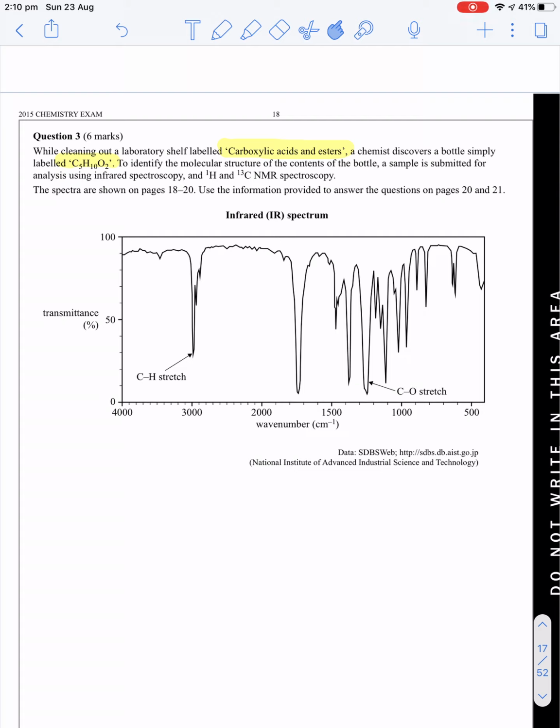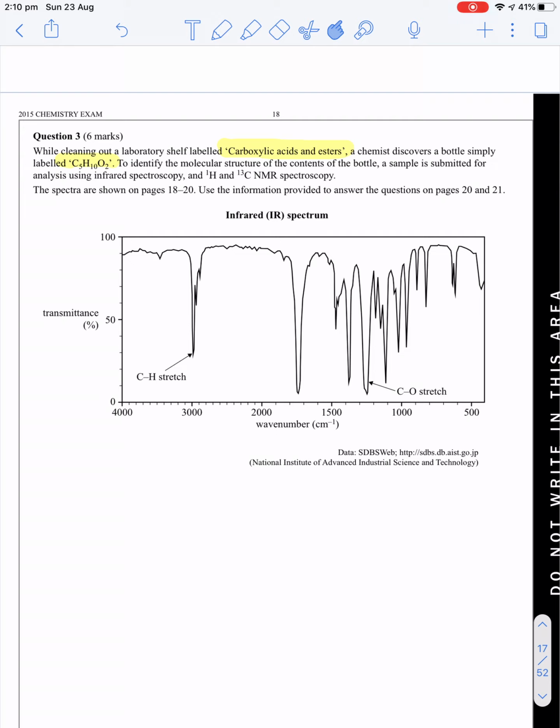Today we'll be looking at a spectroscopy question from the 2015 VCAA Chemistry exam. Now this is question number 3, which basically looks at identifying whether a molecule is a carboxylic acid or an ester, and essentially finding its structure. Now let's have a look.